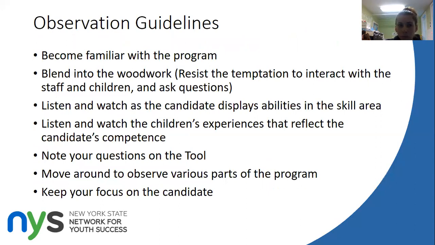Guidelines. Remember, you're trying to become familiar with the program. You kind of want to blend into the woodwork, resist the temptation to interact with children and staff. You may have some questions. A lot of times it's best to wait till the end to ask. But you want to be quiet, sit back, listen, watch, and start marking off as the candidate is displaying abilities in each of the skill areas.